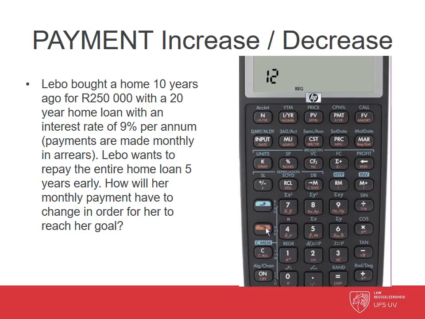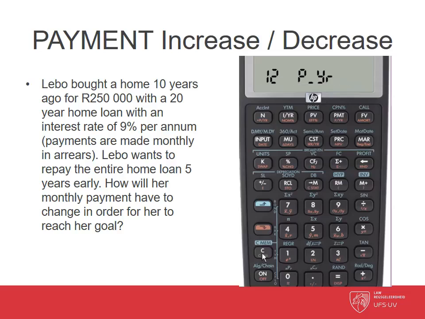So you put in 12, second function, per year, and in arrears means that it is made at the end of the period. So you have to change that to end. If you have a begin on the screen, change that to end. So it shouldn't say anything on the screen. Now it says Lebo wants to repay her entire home loan 5 years early. How will her monthly payment have to change in order for her to reach her goal?